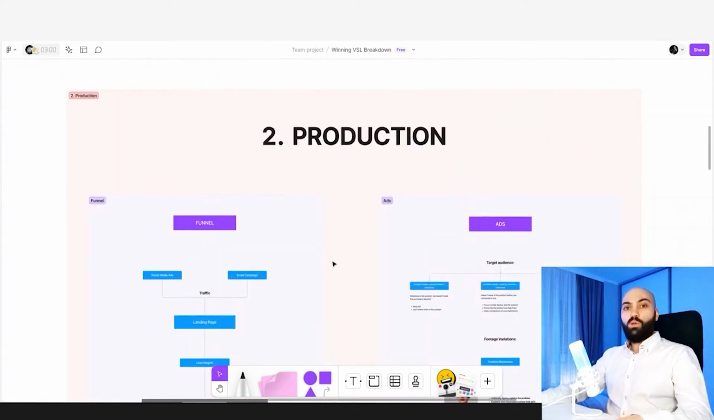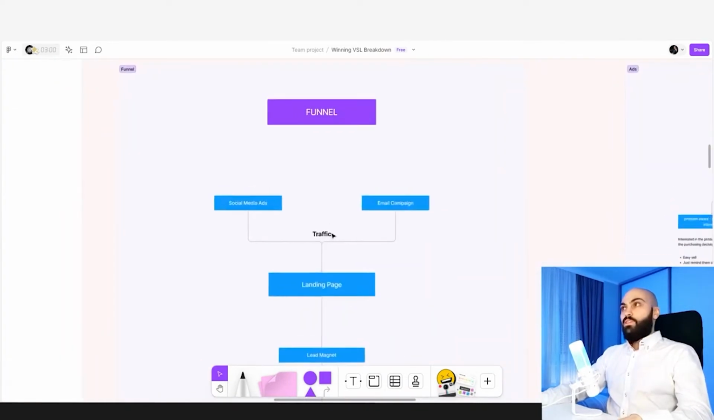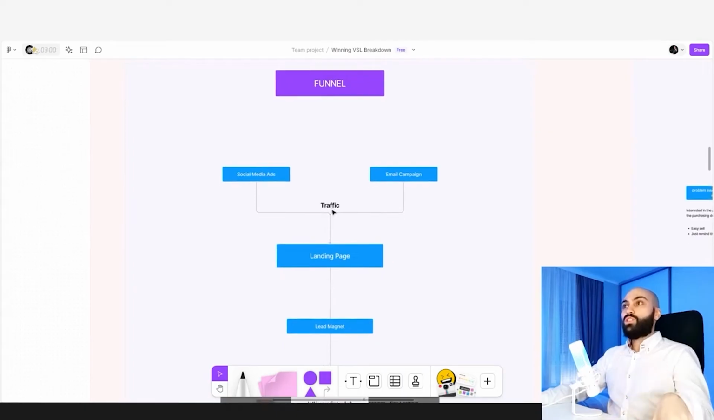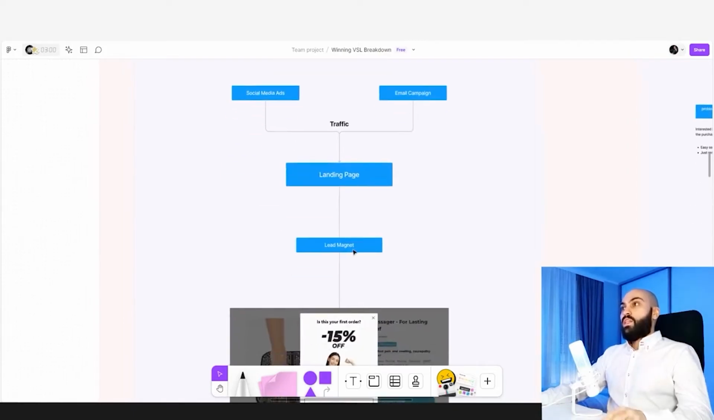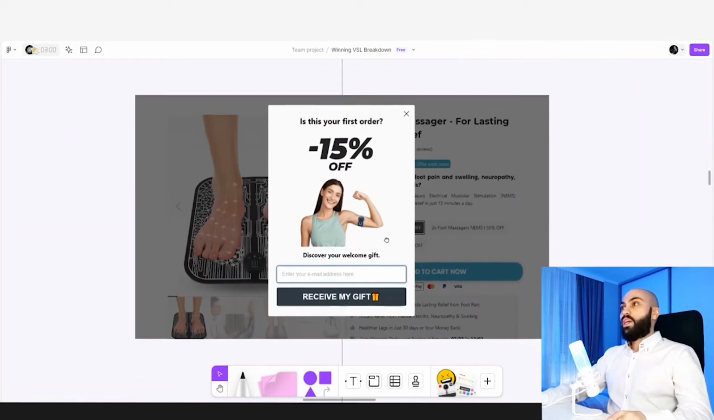Now we move to production. The funnel is very simple. We have a low ticket product. It costs $60, and we will use social media ads and email campaigns to drive the traffic directly to the landing page. The landing page starts with the lead magnet.